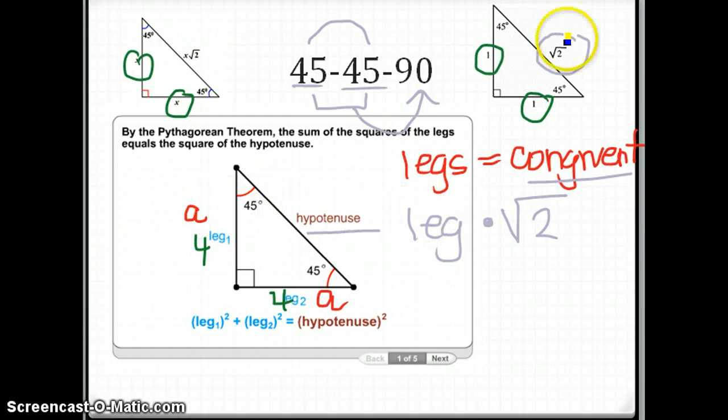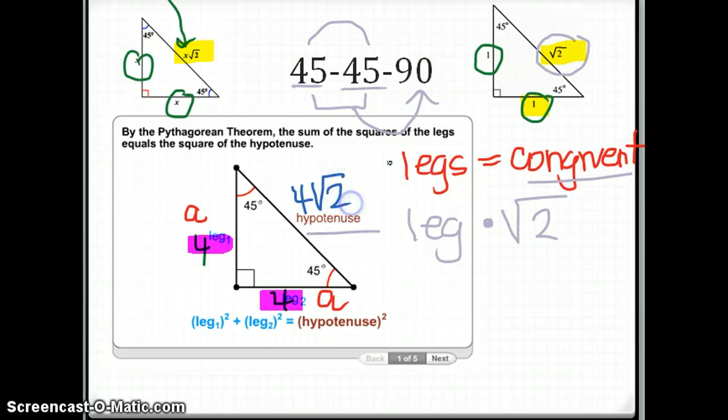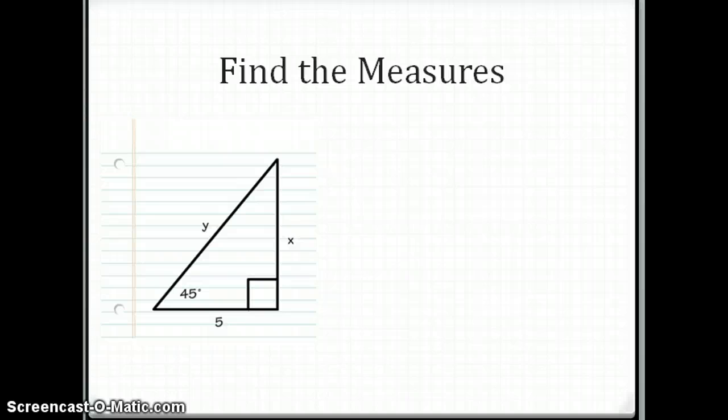So if our leg measure up here was 1, it's 1 times the square root of 2. You can see here it has just the x because we can change that x out and put any number here. On the measure we were looking at, we had it as 4. So 4 times the square root of 2 is 4 root 2. So a 45, 45, 90 is always going to have the same length legs, and then the hypotenuse is going to be times root 2.